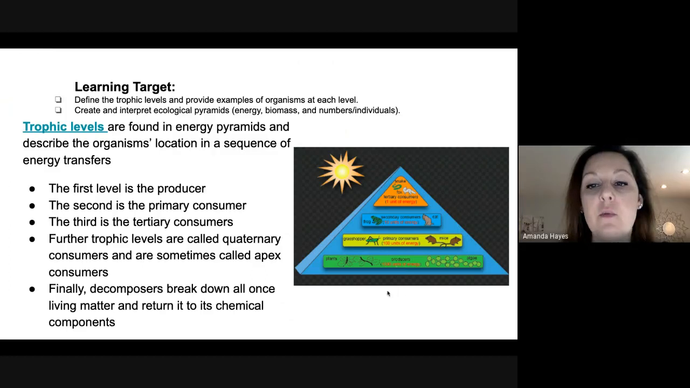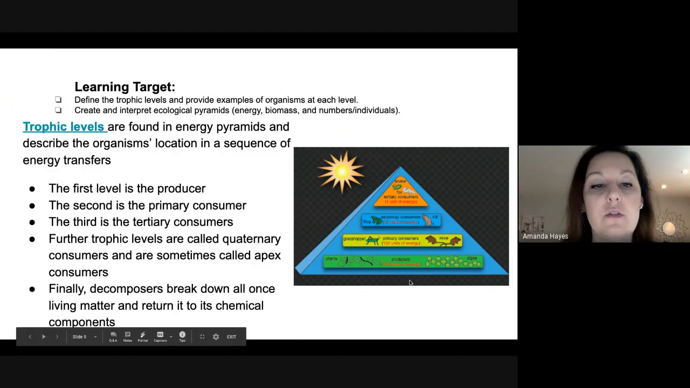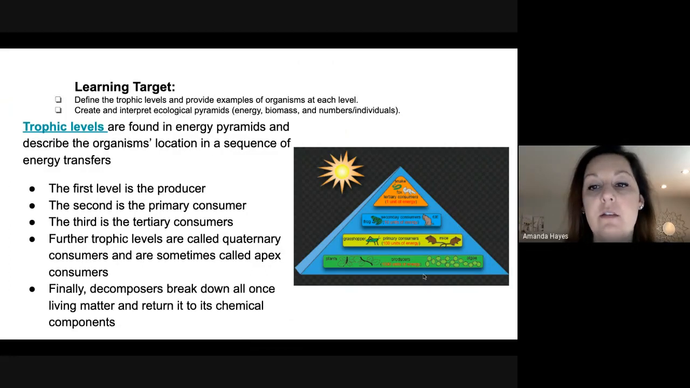And then finally, the way that this all returns is through decomposers. They break down living matter and return it to its chemical components. And then those chemical components, like things on the periodic table, can be used by the producers to then generate new energy.